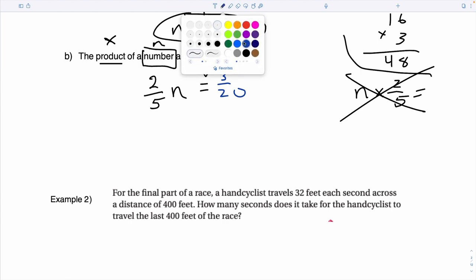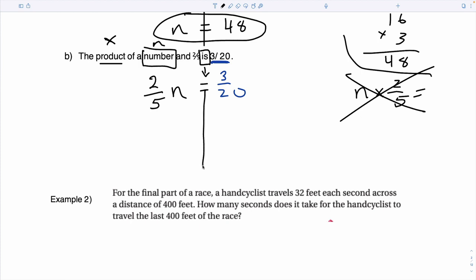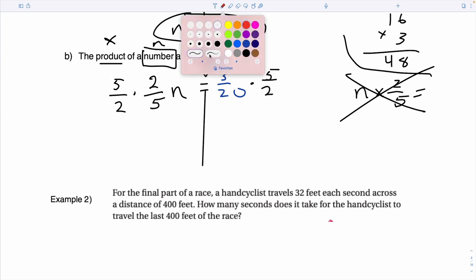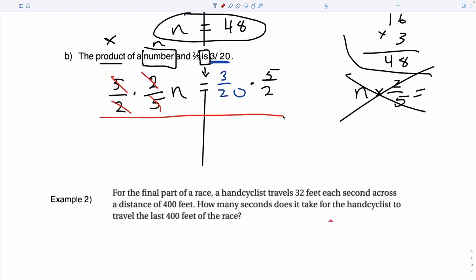How do I solve for this one? Similar to 1 and 2 on the warm-up, what did you do for that page? Good. 5 over 2 times 2 over 5. And what about the right side? What's left over on the left side? What is the right side of my equation going to simplify to?